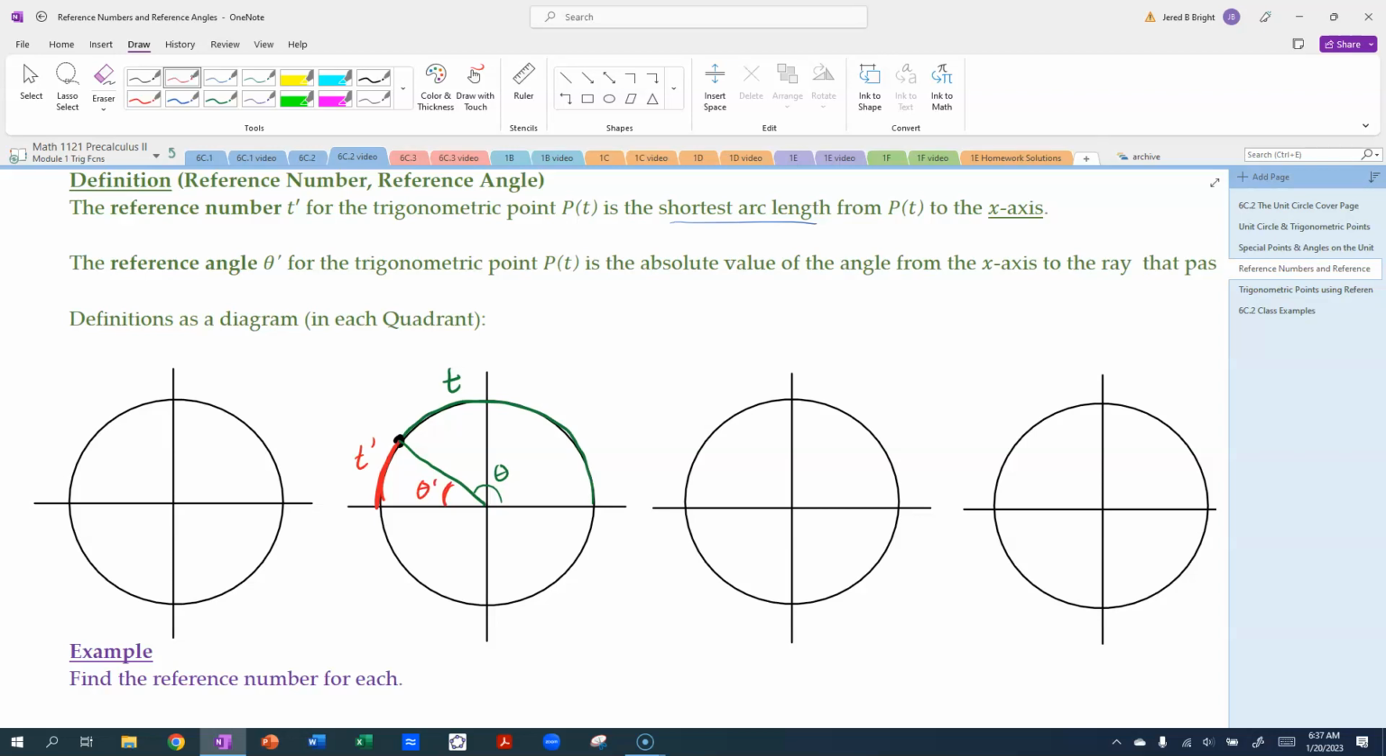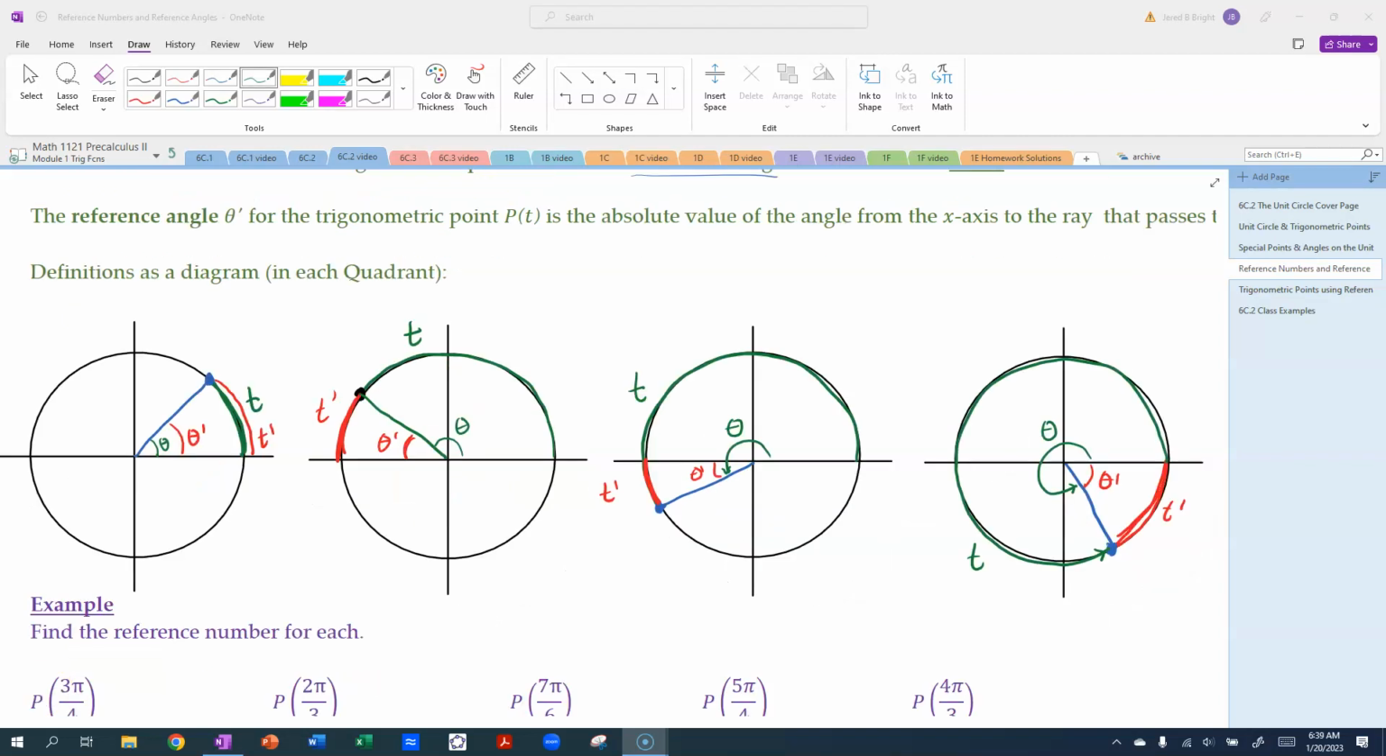What about the other quadrants? I'll draw a representative angle in each one. So let's see, in quadrant 1, we have something like that with trigonometric point there. Let's do something like this for quadrant 3, and quadrant 4, I'll do like that. My question is, can you identify t and theta as well as t prime and theta prime? Pause the video, try it out.